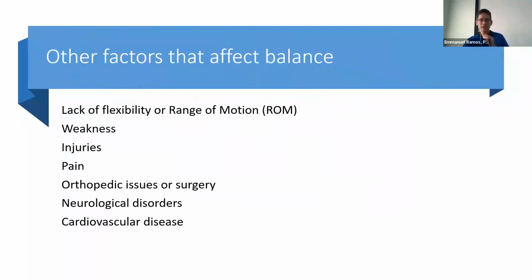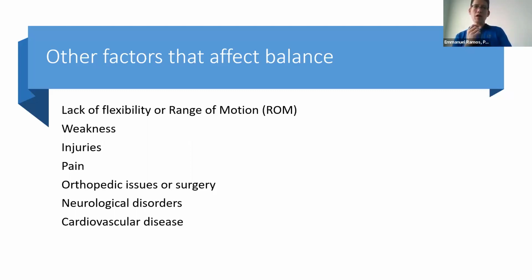Now, other factors that affect balance. Number one, lack of flexibility or range of motion. Let's say you have arthritis of the knee and the hip on one side only. You walk unevenly, so you start to compensate, putting more weight on the left side. One side becomes weak and the other becomes tight at the same time. You're uneven when you walk, stand, and move around, so that definitely affects your balance.